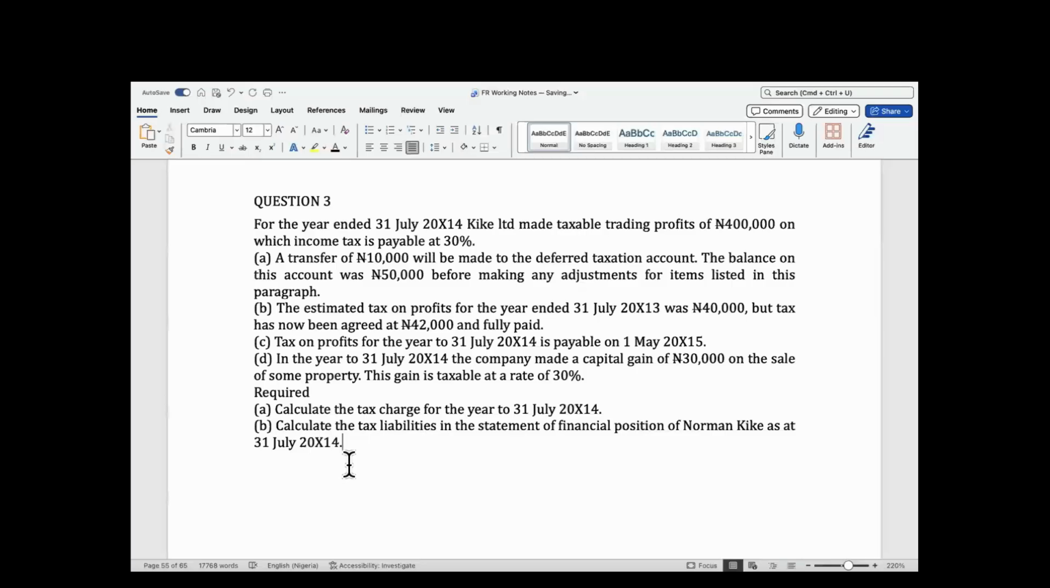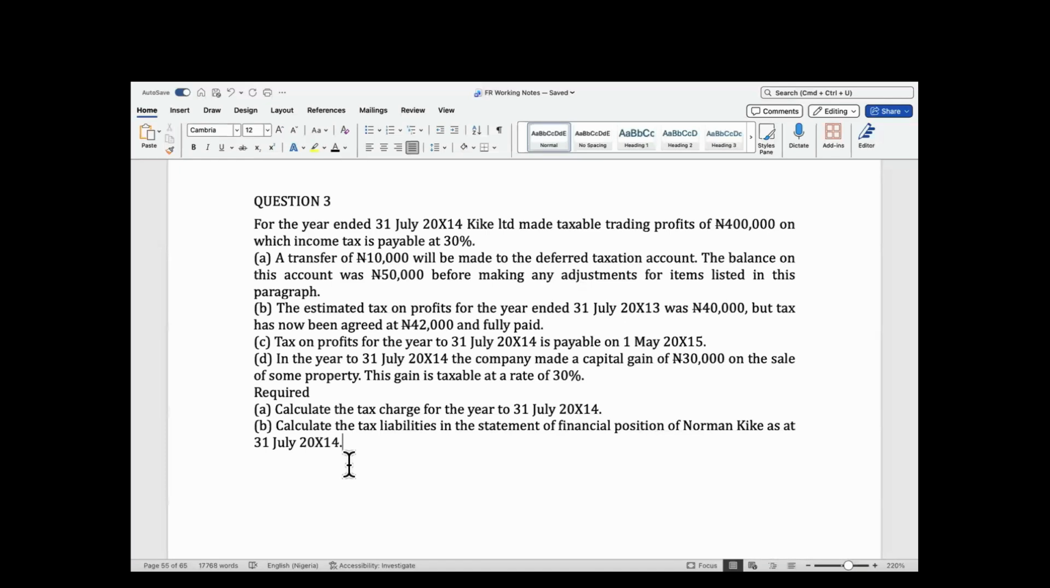Question 3. For the year ended 31st July 2014, Kiki Limited made taxable trading profit of 400,000, on which income tax is payable at 30%. A. A transfer of 10,000 will be made to the deferred taxation account. The balance on this account was 50,000 before making any adjustment for items listed in the paragraph. B. The estimated tax on profits for the year ended 31st July 2013 was 40,000, but tax has now been agreed at 42,000 and fully paid. C. Tax on profit for the year to 31st July 2014 is payable on 1st May 2015.